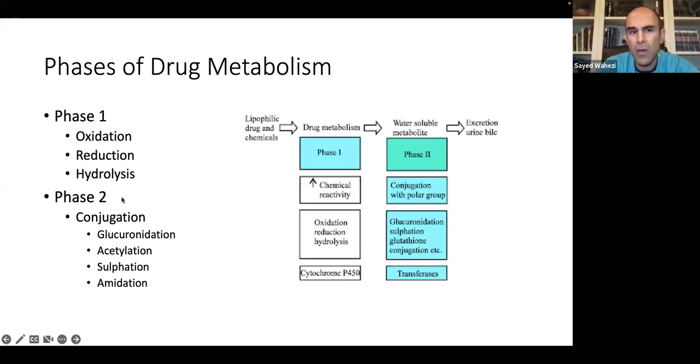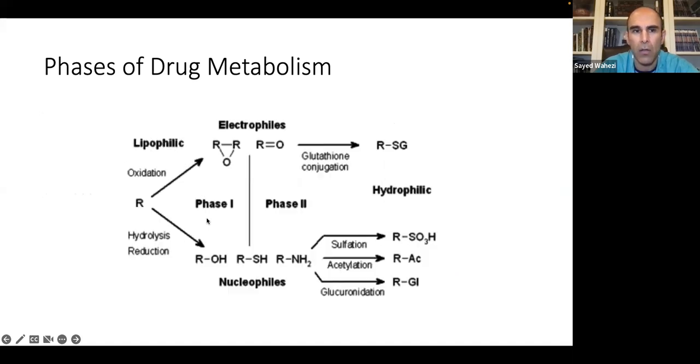All right, these are modes of conjugation of phase two. The one that's the most important for opioid metabolism and excretion is glucuronidation, which I'll show you momentarily. All right, this says kind of the same thing. Again, phase one versus phase two.